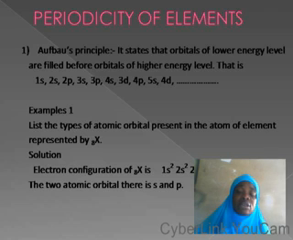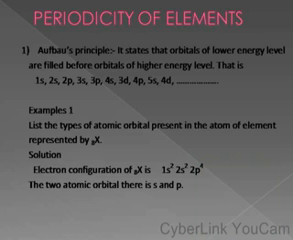Now let me show you this question very well. Example 1: list the type of atomic orbital present in the atom of the element represented by S8. Looking at the solution, before you can do this, you have to write the electronic configuration of that particular element. After filling it up, you see that the 2 atomic orbitals present there are s and p, and that is what they are asking us. So that is that for that.